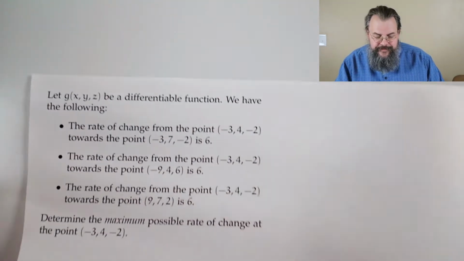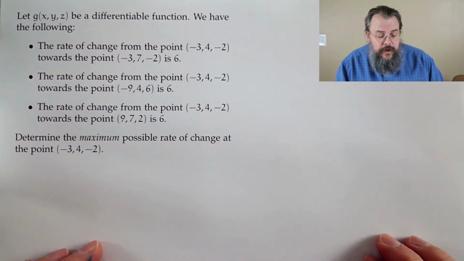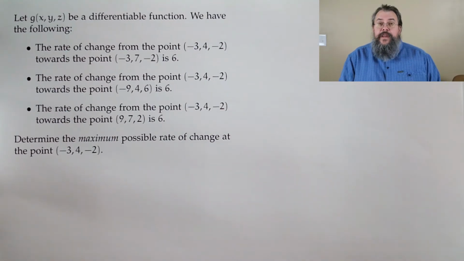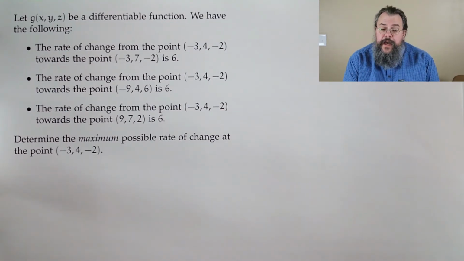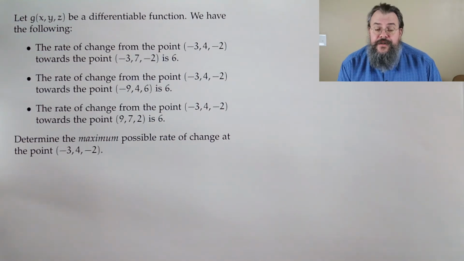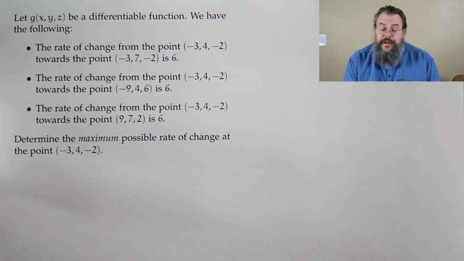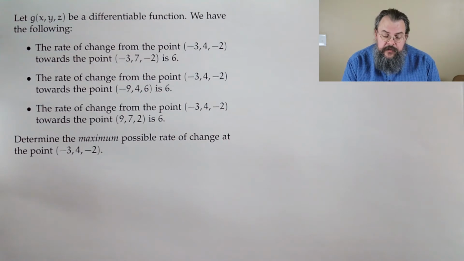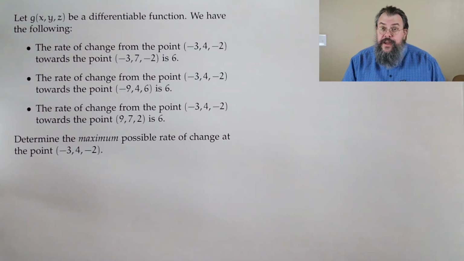So, on to our next problem. Let g of x, y, z be a differentiable function. And we have the following. The rate of change from the point minus 3, 4, minus 2 towards the point minus 3, 7, minus 2 is 6. The rate of change from the point minus 3, 4, minus 2 towards the point minus 9, 4, 6 is 6. The rate of change from the point minus 3, 4, minus 2 towards the point 9, 7, 2 is 6.